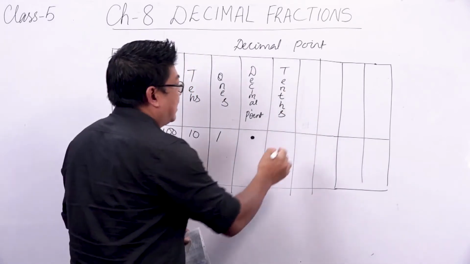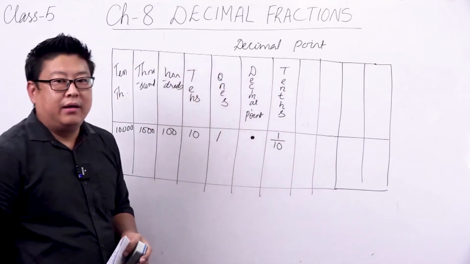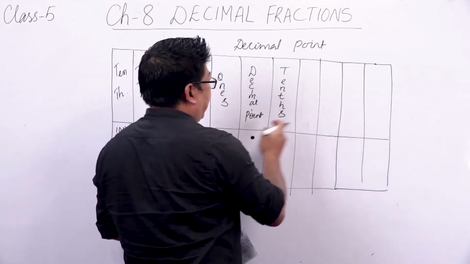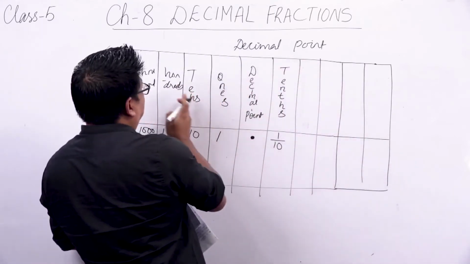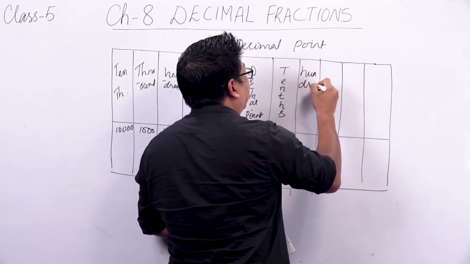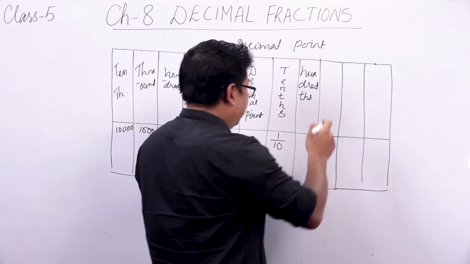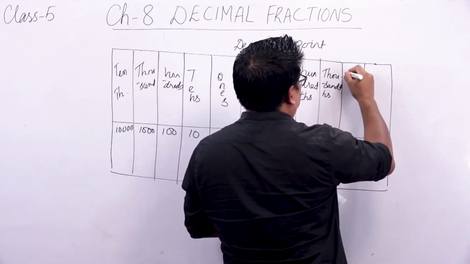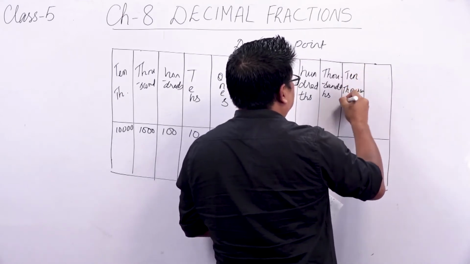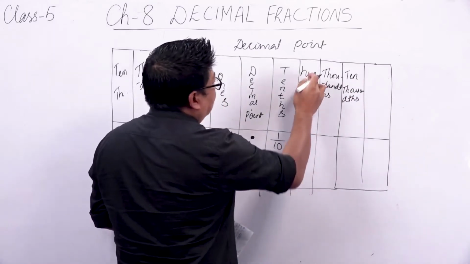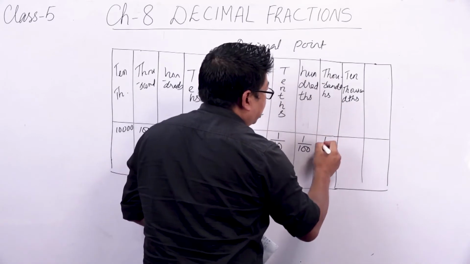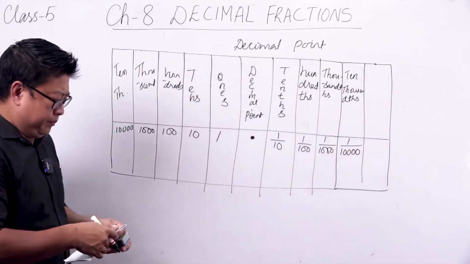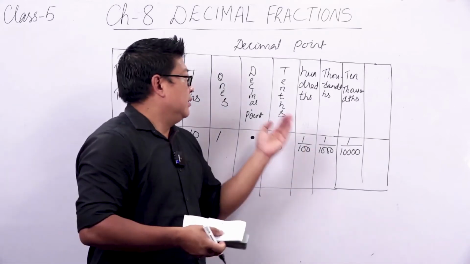Tenths is represented by 1 by 10. After the decimal point, on the left side it is ones, and on the right side, after the decimal point, we have tenths. After tenths, we have hundredths, similarly thousandths, and then ten-thousandths. So hundredths means 1 by 100, thousandths means 1 by 1,000, ten-thousandths means 1 by 10,000. So this is the normal place value.